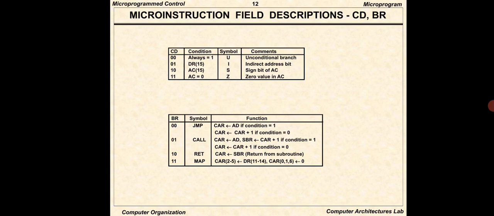When it needs to return back, that return address should be saved in a particular register. That register is known as the subroutine register, which is your SBR, the subroutine branch register. If the condition is equal to 1, then the control address register value will be incremented by 1 and stored in the SBR, and the address field value will be moved to the CAR register. If the condition is 0, then it is normally incremented by 1 and the next instruction will be executed.